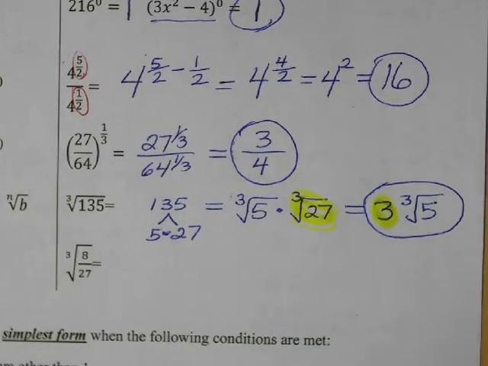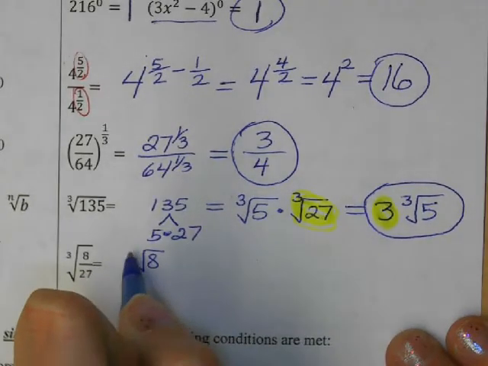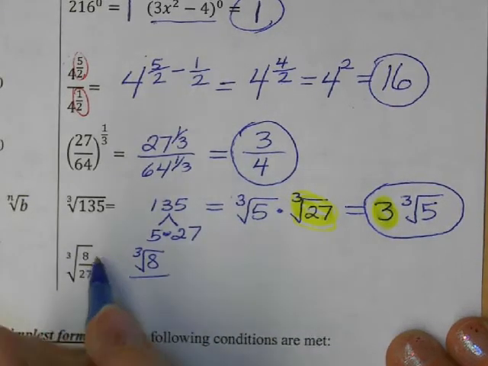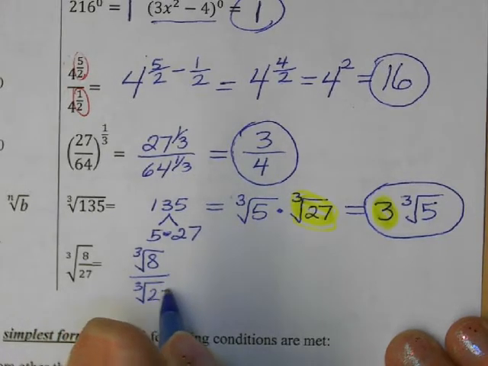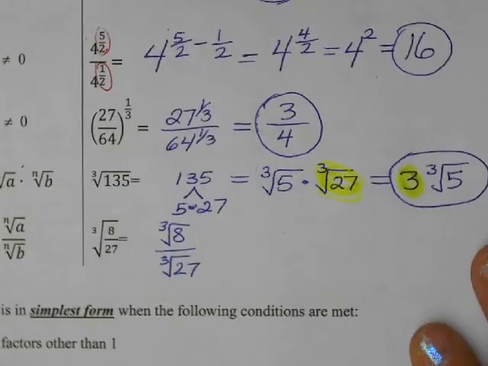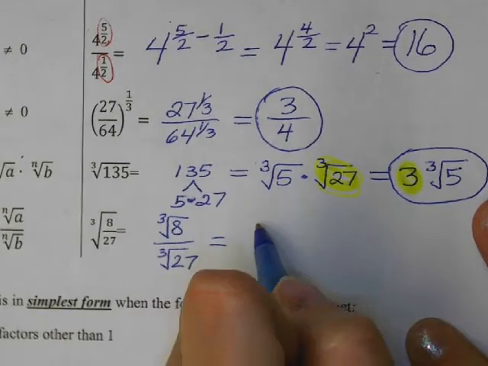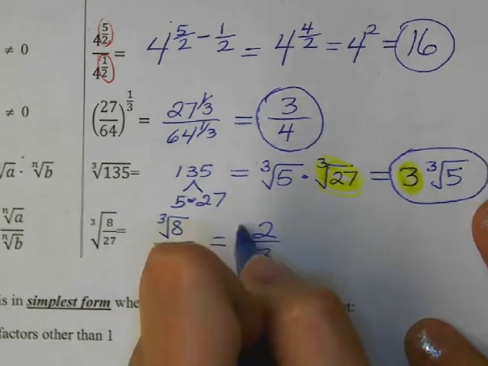Finally, the last one on this chart has a cubed root of 8 over 27. You can do cubed root of 8 and cubed root of 27 each separately. That's how the little directions over here are showing it. So this one again, hopefully not too bad. Cubed root of 8, that's 2, right? Cubed root of 27 is 3. Done.